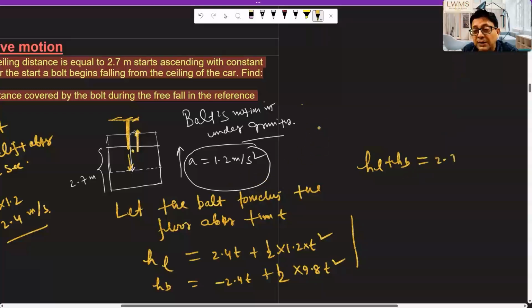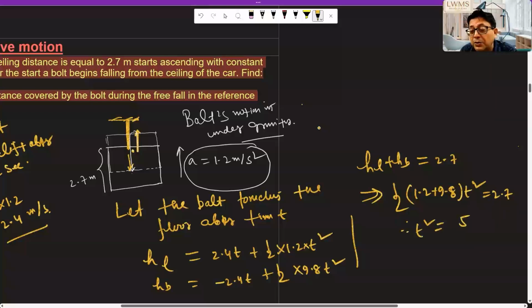Put it there. So this implies, if you add these two, the terms get cancelled. Half into 1.2 plus 9.8, sorry, half into (1.2 + 9.8) t squared is 2.7. So t squared is 5.4 by 11. So this is the time, root of 5.4 by 11.